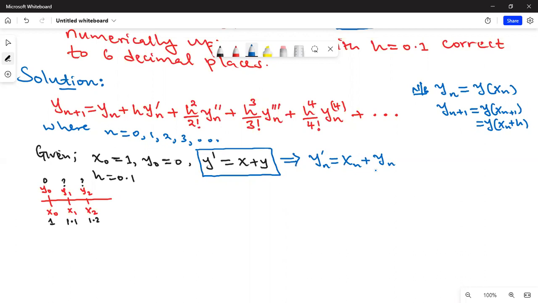Now, let's get y double prime. I'm going to differentiate this so that y'' is equal to, we are differentiating with respect to x, so the derivative of x will give 1. The derivative of y is dy/dx, which is y'. Again, if you evaluate at x_n, we'll get y_n'' = 1 + y_n'.